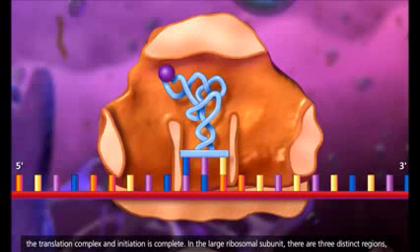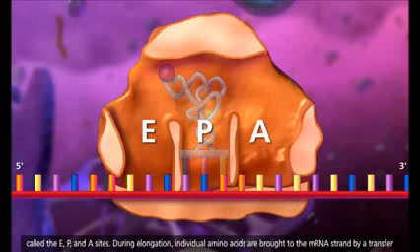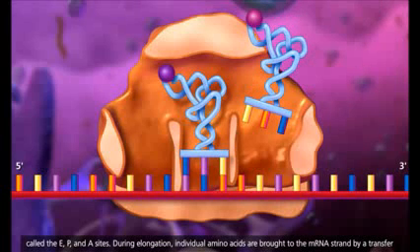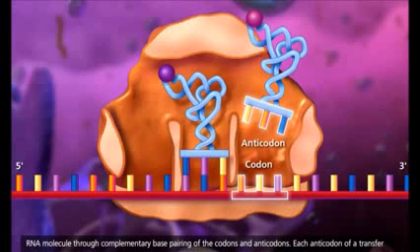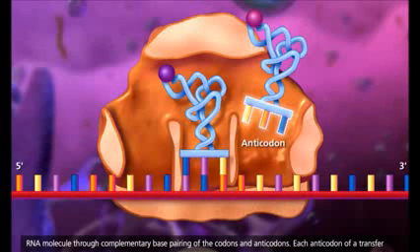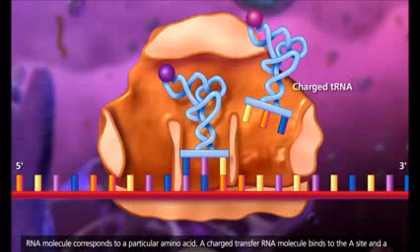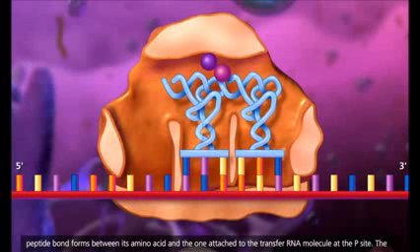In the large ribosomal subunit, there are 3 distinct regions called the E, P, and A sites. During elongation, individual amino acids are brought to the messenger RNA strand by a transfer RNA molecule through complementary base pairing of the codons and anticodons. Each anticodon of a transfer RNA molecule corresponds to a particular amino acid. A charged transfer RNA molecule binds to the A site, and a peptide bond forms between its amino acid and the one attached to the transfer RNA molecule at the P site.